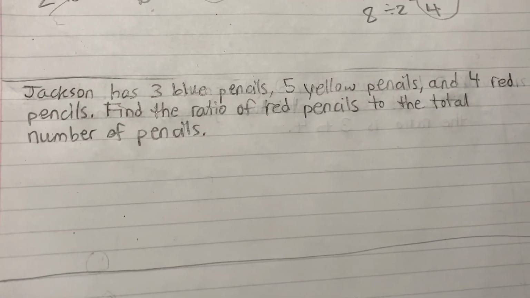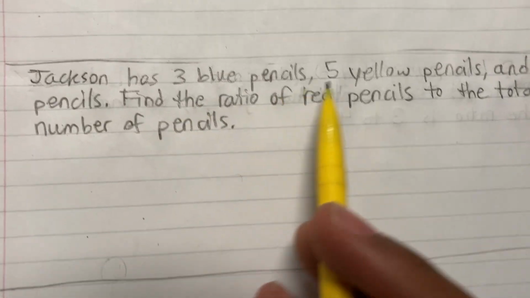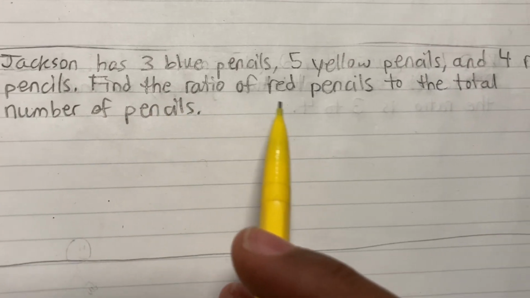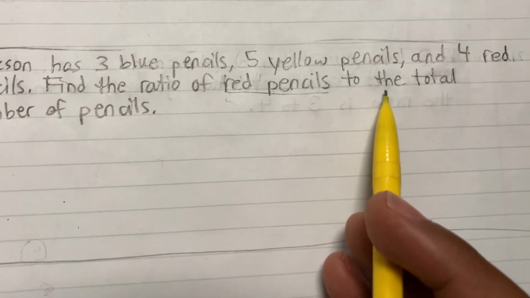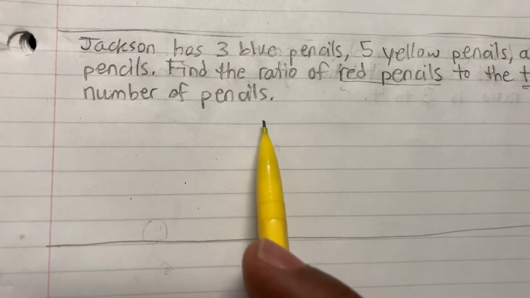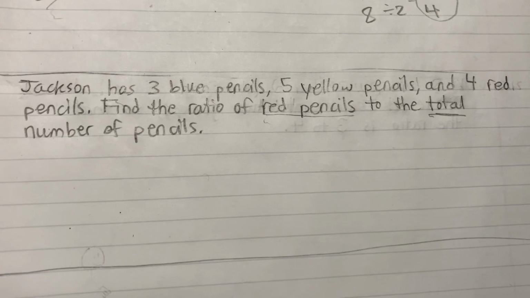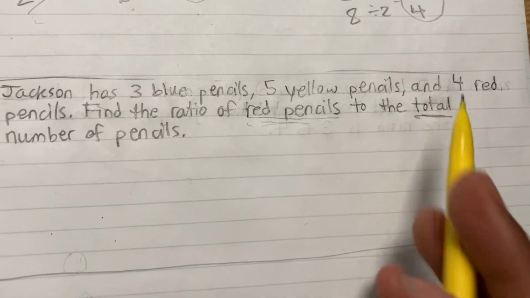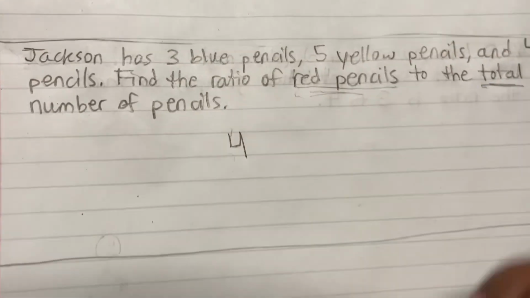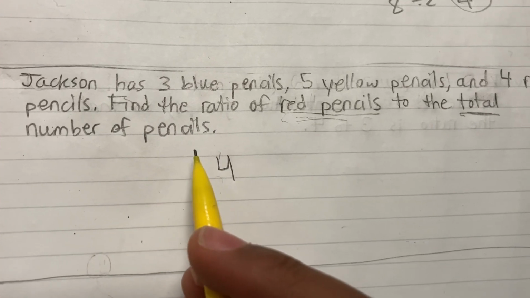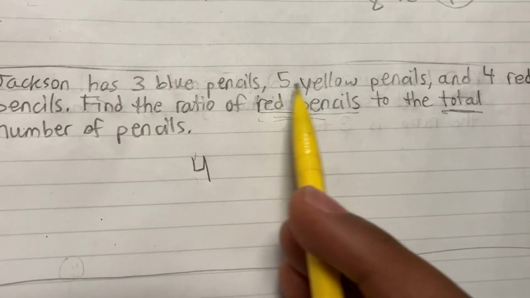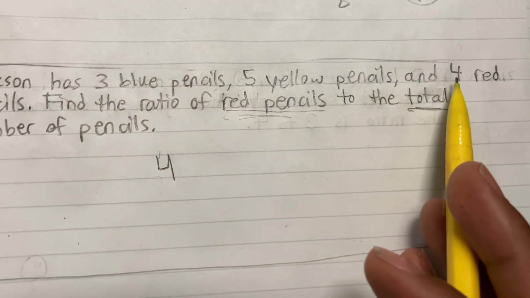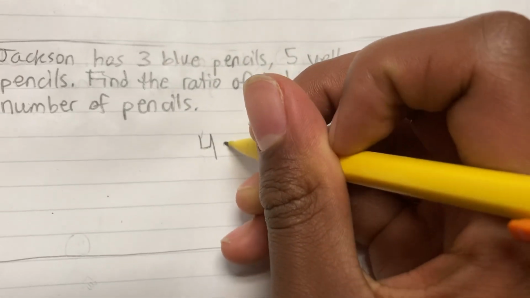Okay, here's a word problem. Jackson has 3 blue pencils, 5 yellow pencils, and 4 red pencils. Find the ratio of red pencils to the total number of pencils. We want to find the ratio between red and the total. Well, how many red pencils are there? 4, right? We have 4 red pencils. How many total number of pencils are there? Well, that'd be 3 plus 5 plus 4. 3 plus 5 is 8. 8 plus 4 is 12. So there are 12 total pencils.